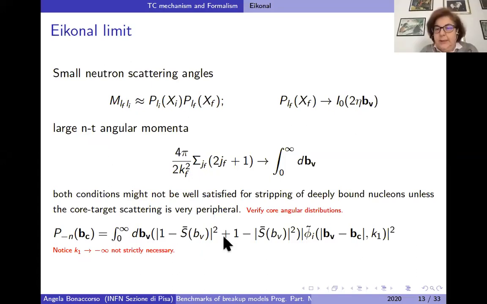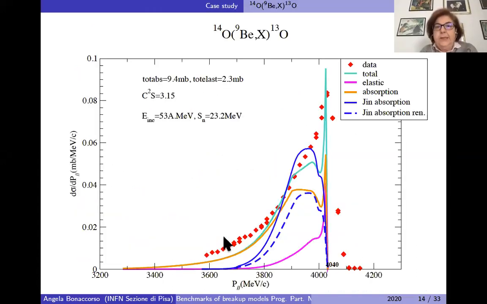So let's carry on. The case we want to study is the knockout of a neutron from oxygen 14 on a beryllium target. This case was measured experimentally. I'm going to tell you all about it. It was a kind of shock case because the experimental data are these red points, and it looked very different from anything else that had been seen before.